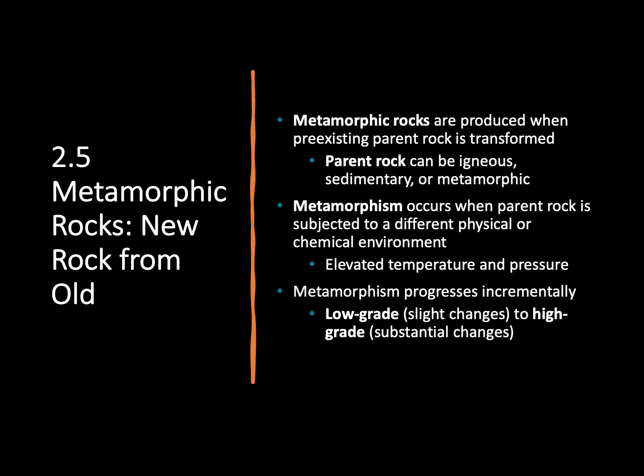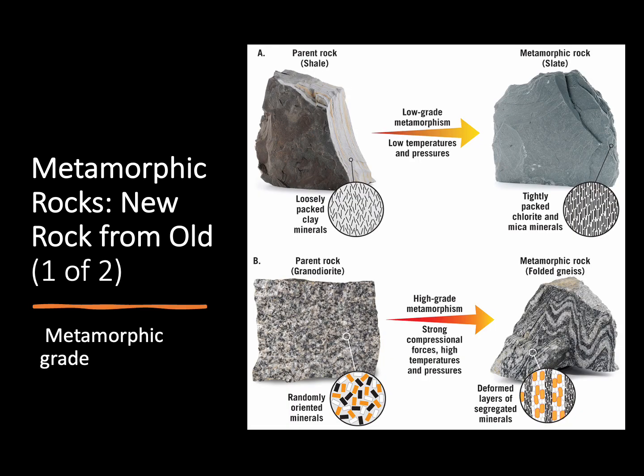But metamorphism isn't unique because it happens on an incremental basis. It happens a little bit at a time and constantly changes that pre-existing parent rock. So a low-grade metamorphism is when that rock has only had slight changes to it, whereas in high-grade metamorphism, we have substantial changes from what that rock now looks like from what it did as the original parent rock.